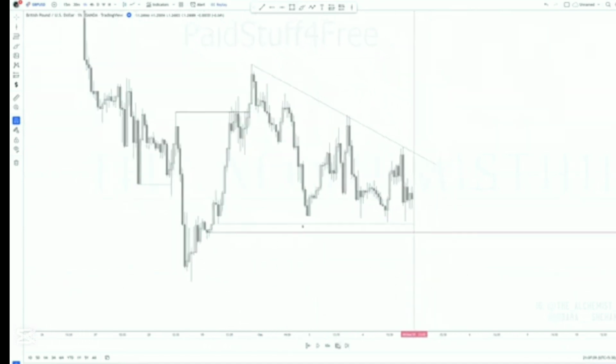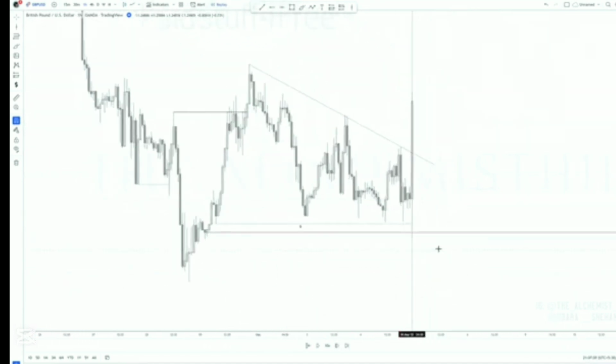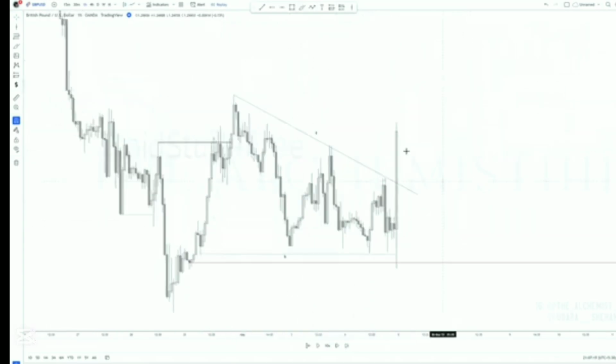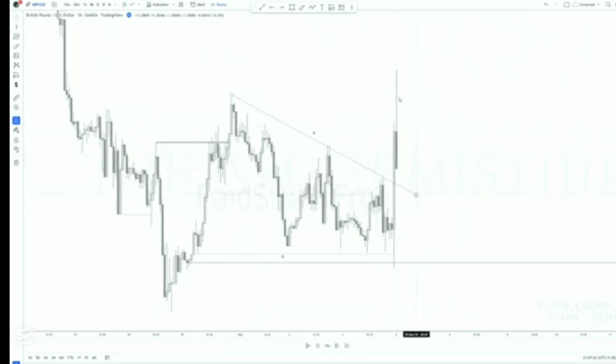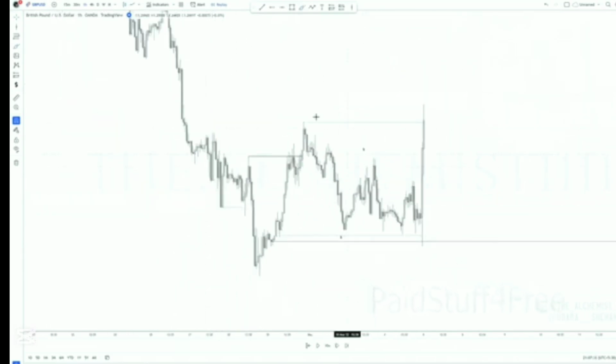So let's see what's going to happen. There it comes, right at 11:30. Taps, clears out the pool of liquidity, and then it goes in search of the next pool of liquidity. Why? First, they took out the sell stops, and then they go into the buy stops. So where are the buy stops? Above all the swing highs. So there it goes. You buy at internal range liquidity, and then you exit at external range liquidity. So enter at internal range, exit at external range.